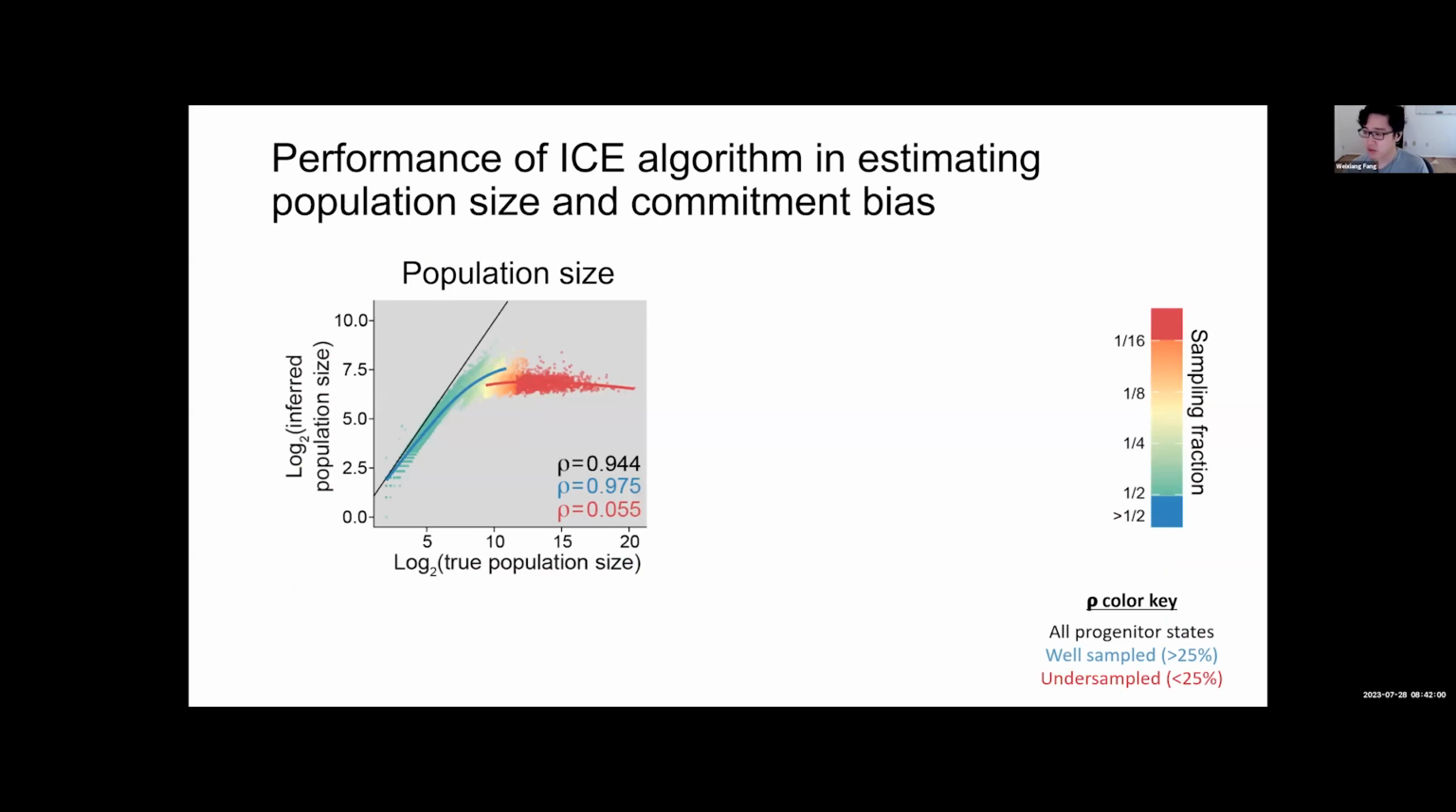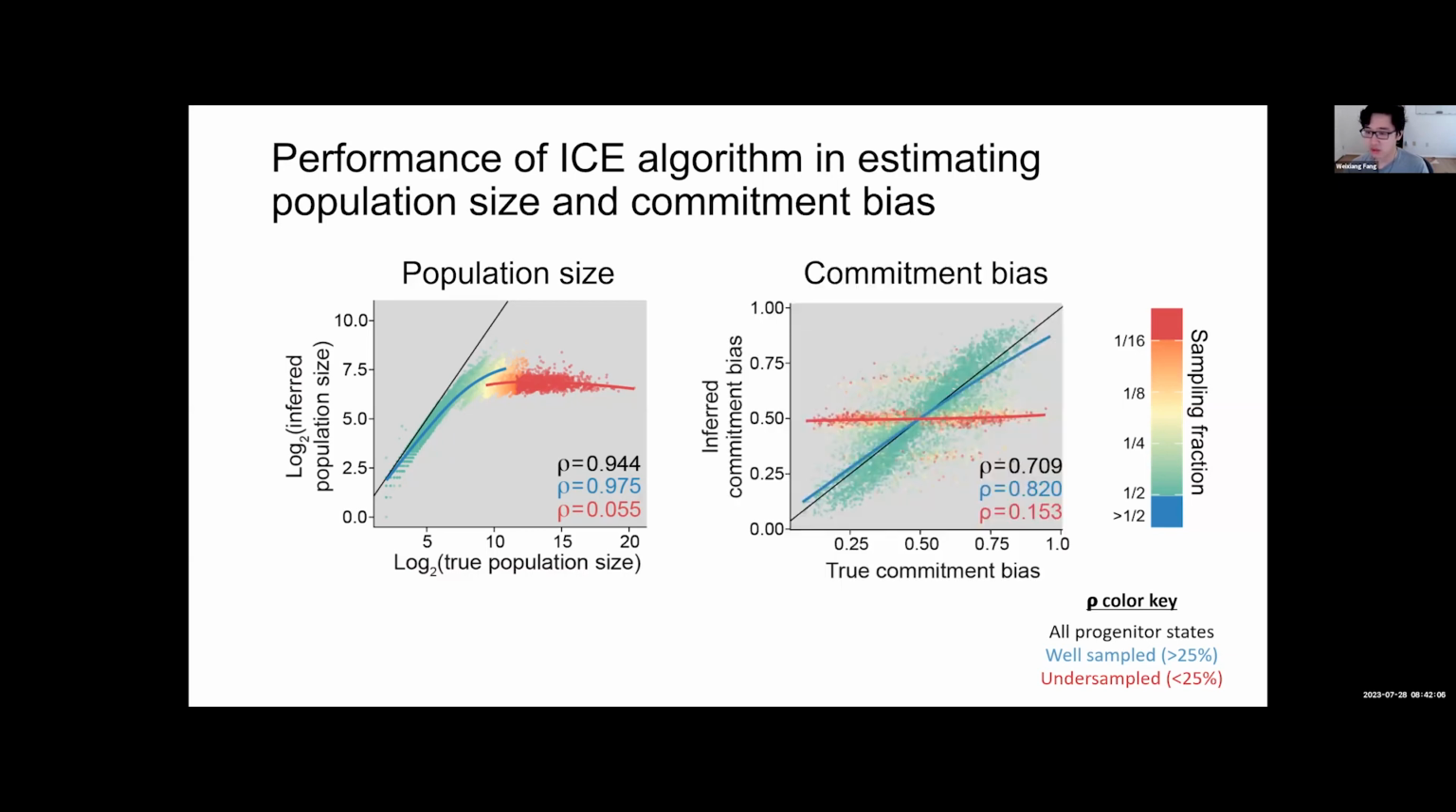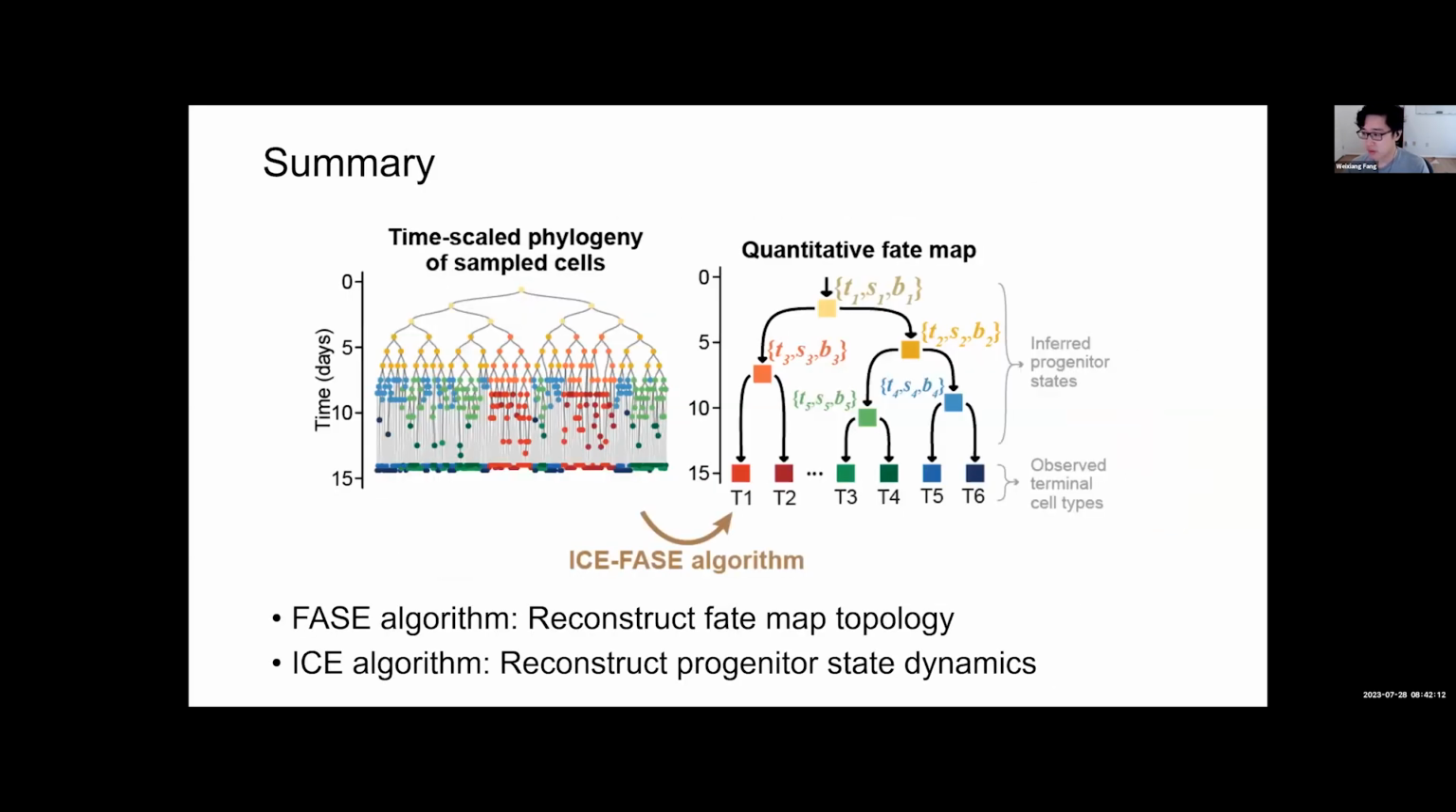And our results show similarly that for the well-sampled progenitor states, we got very good results, but the undersampled states really struggled, whether you're looking at the population size or commitment bias. So in summary, what we discussed today is how to use cell phylogeny inferred from lineage barcodes to learn about both the shape of the fate map topology and also to reconstruct the dynamics of the progenitor states.